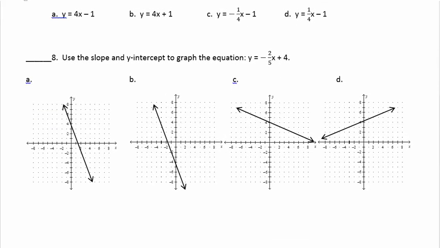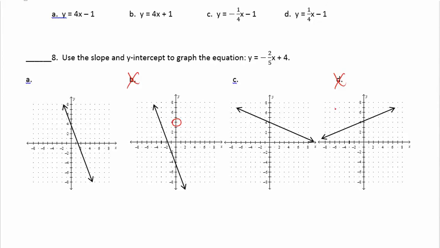Number 8 asks to pick out the graph that has the equation y equals -2/5 x plus 4 correctly graphed. You'll see you can quickly rule out letter B because it does not go through +4 on the y-axis, and you can also quickly rule out letter D because it does not have negative slope. Now it has positive slope. So now it's either A or C. They both go through positive 4 on the y-axis.